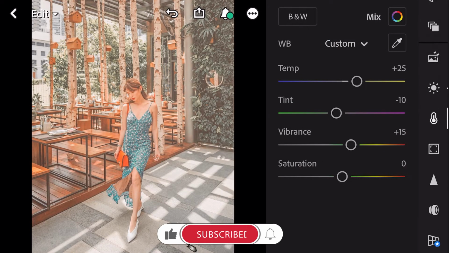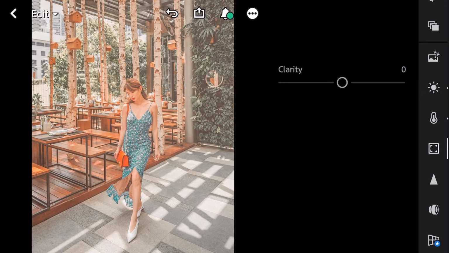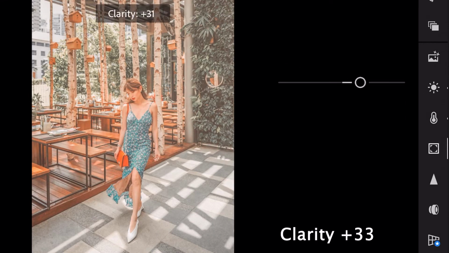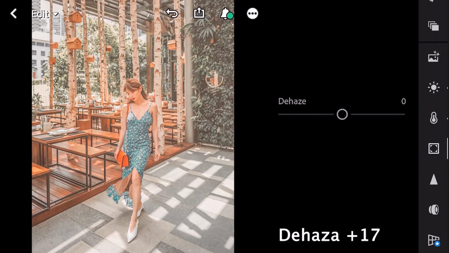Next go to effects. Clarity plus 33. Dehaze plus 17.